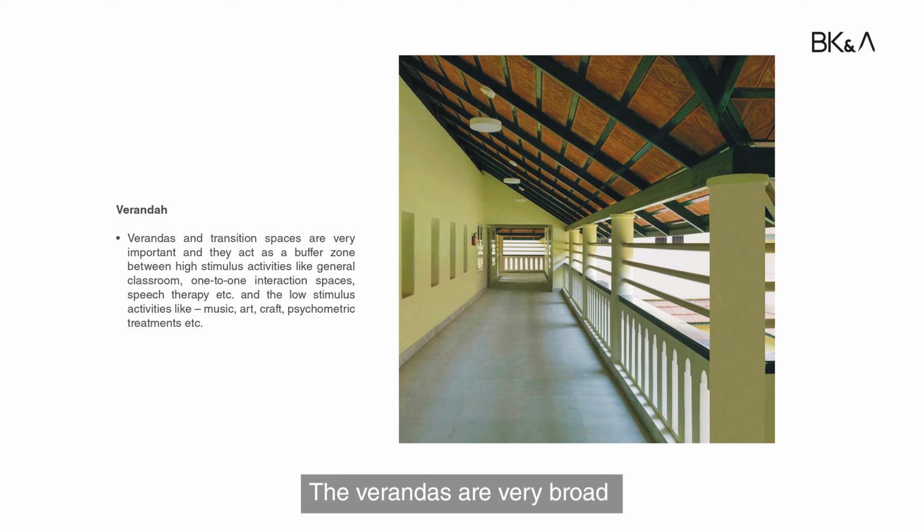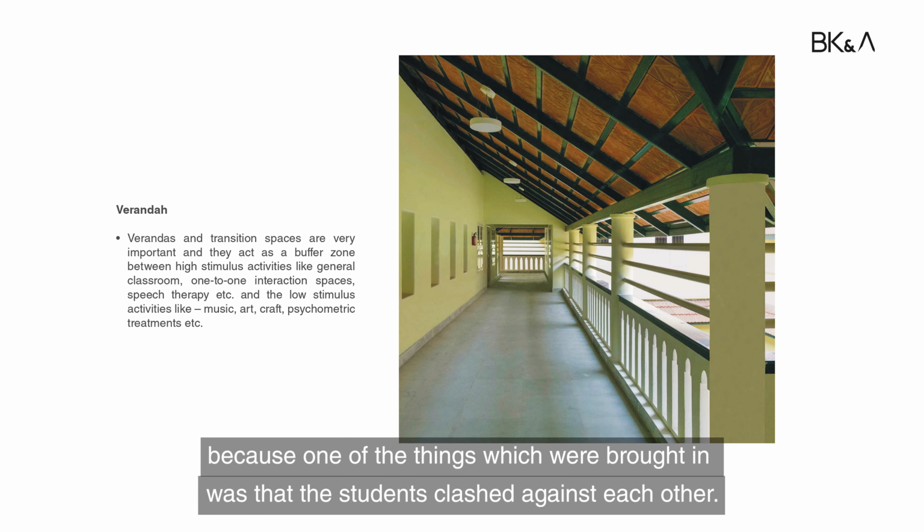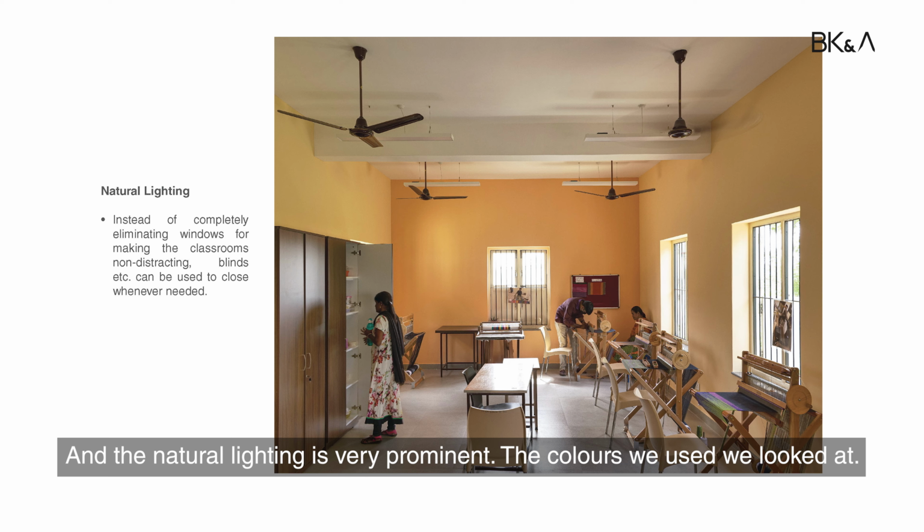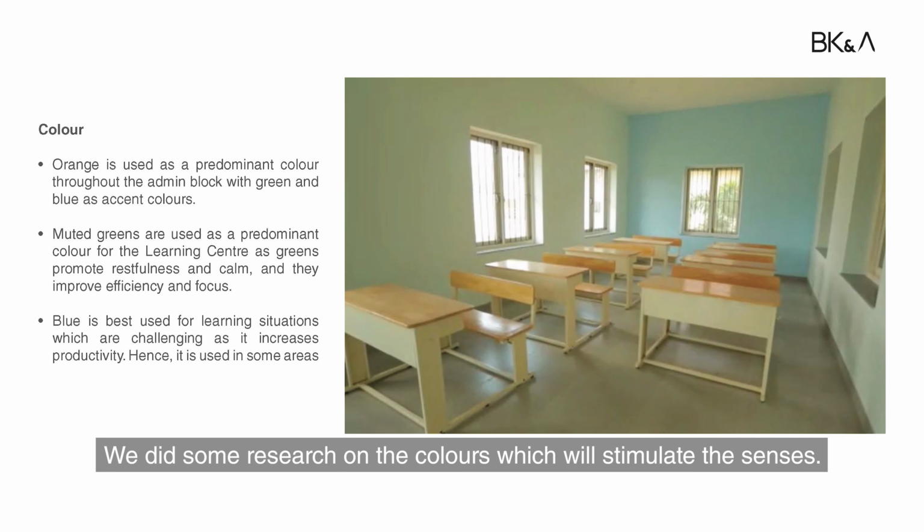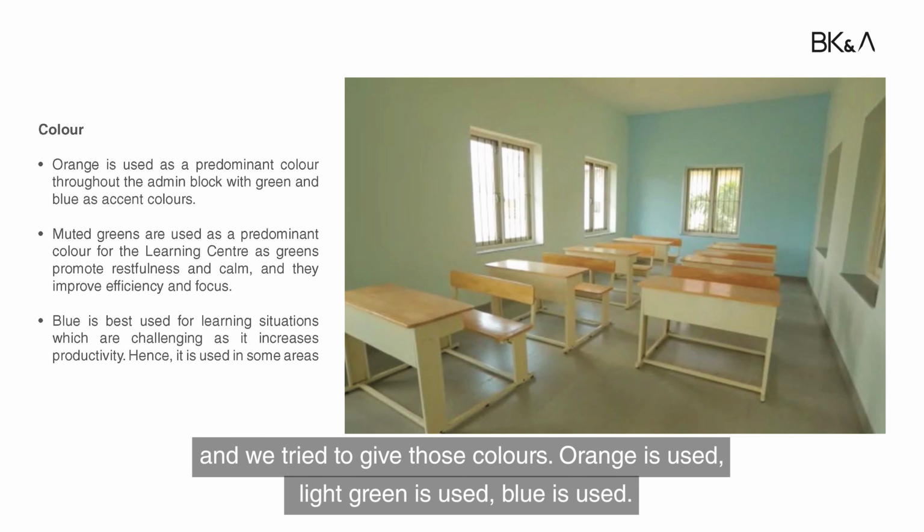The verandas are very broad because one of the things brought in was that the students clash against each other, and we brought in a lot of courtyards also as part of it. So you can see the landscape is coming up, and the natural lighting is very prominent. The colors we use, we did some research on colors which will stimulate the senses, and we try to give those colors. Orange is used, light green is used, some blue is used.